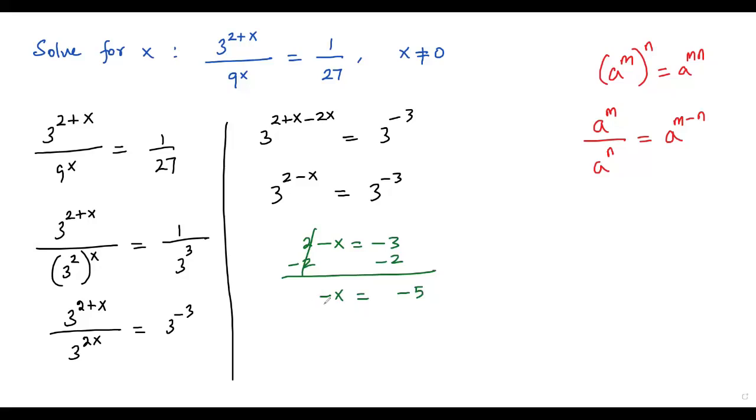Here I need the value of x, but I got the value of negative x. To get rid of the negative sign, I multiply both sides by negative 1. Negative times negative will become positive, 1 times x is just x on the left side. Negative times negative will become positive, 1 times 5 is 5. Now I got the value of x. The value of x in the given exponential equation is 5.